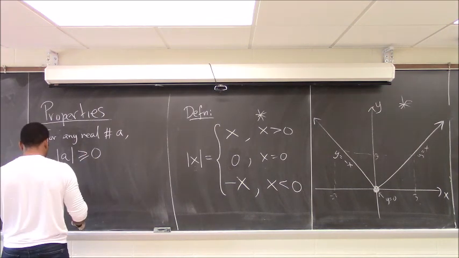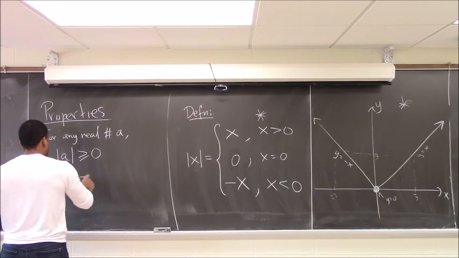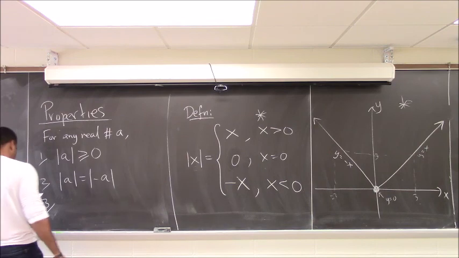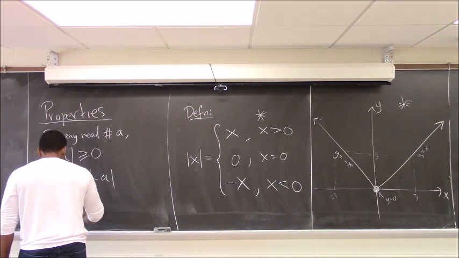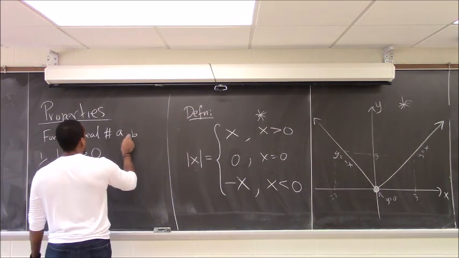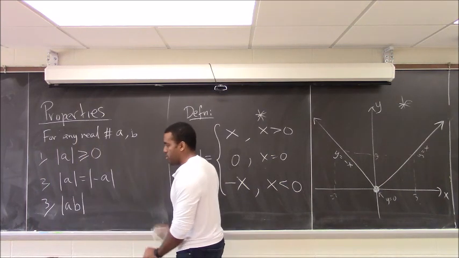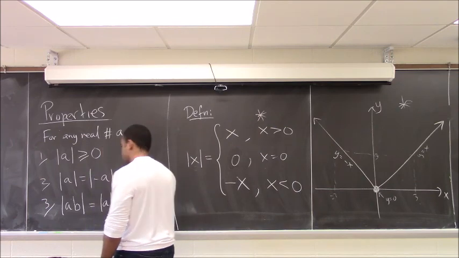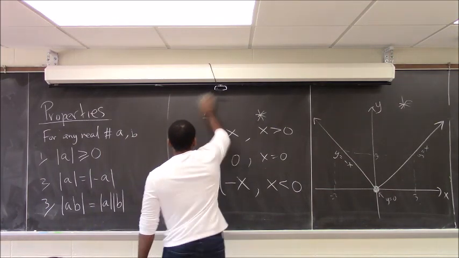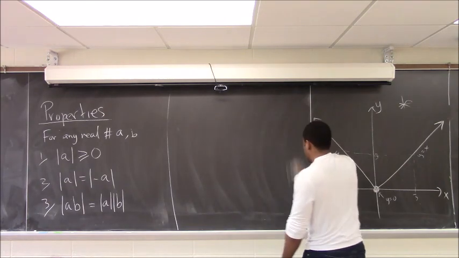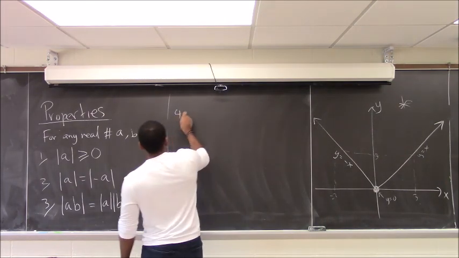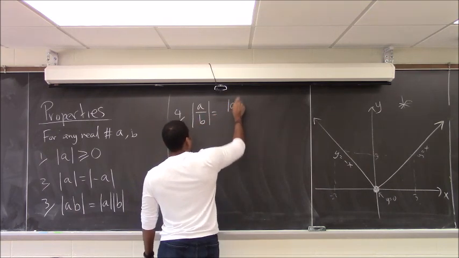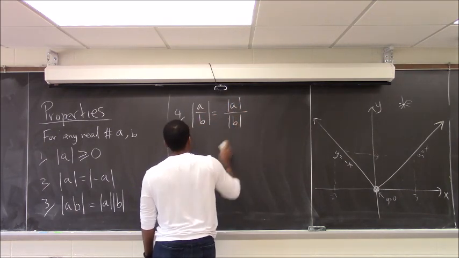Two, the absolute value of A will give you the same output as the absolute value of negative A. Three, absolute values distribute across products. So if I have the absolute value of a multiplication, I can think of it as the multiplication of the absolute values. That'll actually work. Or it also distributes across division. So if I have an absolute value across a division, it's also the division of the absolute values.